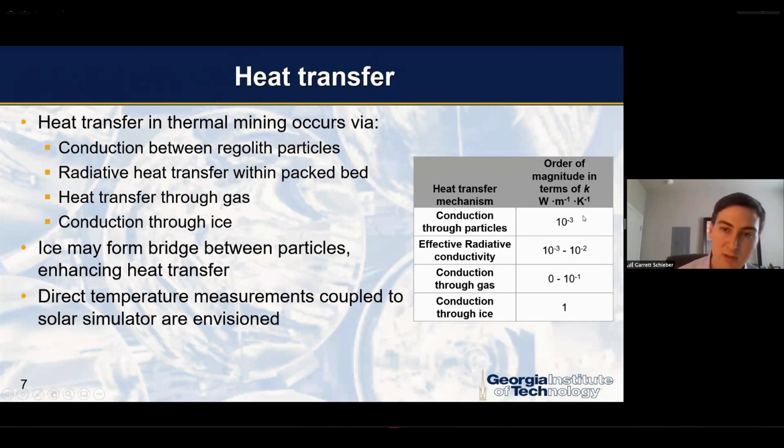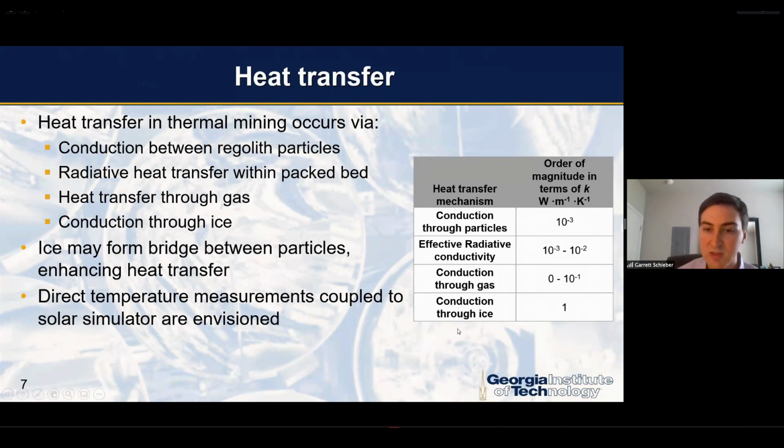And the first one and the lowest one is the pure conduction through the regolith particles themselves, which is fairly limited, on the order of 10 to the minus 3. And then the radiative exchange, when normalized to the temperature gradient, we call this the effective radiative conductivity, can enhance this conductivity all the way up to about 10 to the minus 2. And then depending on the pressure of the gas within the pores, conductivity can be enhanced all the way up to 10 to the minus 1. However, for the majority of the cases, it's much, much lower, as with no gas, you can't have conduction through that gas.